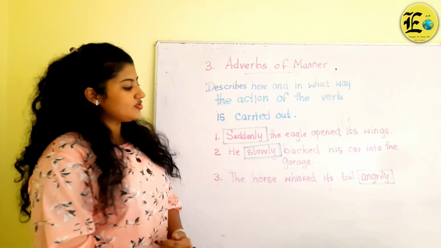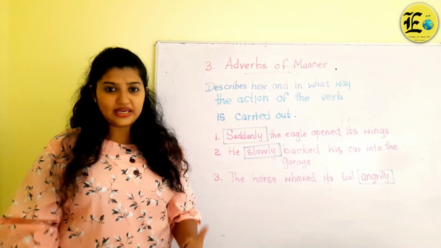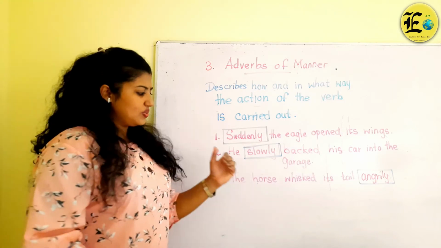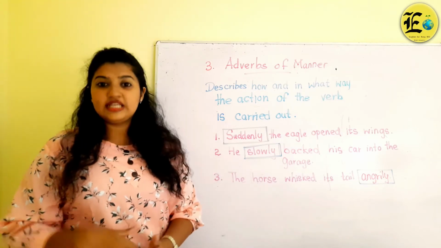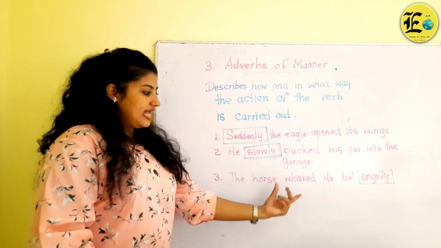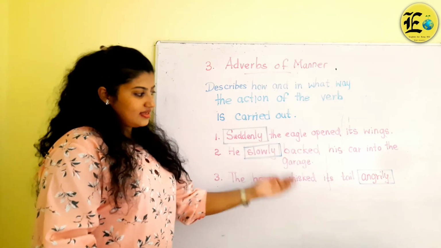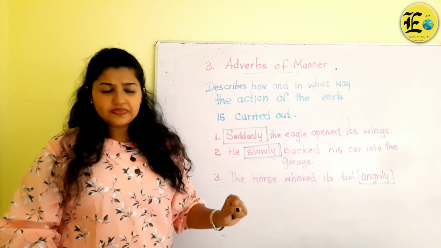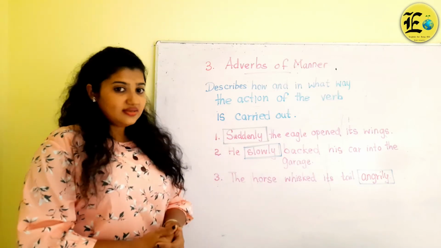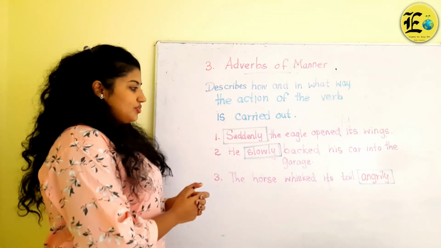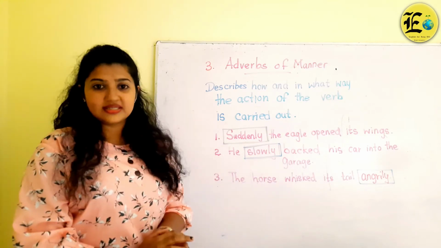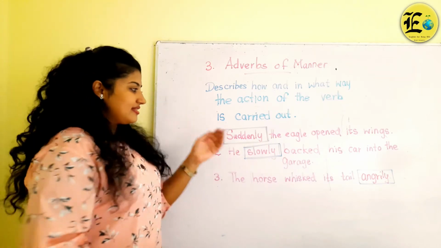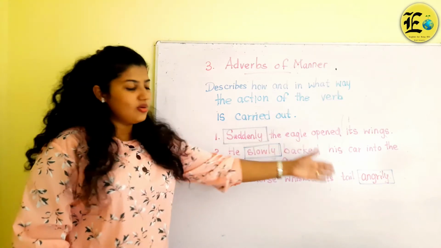The third one: the horse whisked its tail angrily. So how did the horse whisk its tail? It was angrily. So the action whisked is further defined with an adverb of manner, angrily. As usual, as in the previous examples, adverbs of manner could take any place in the sentence, like the starting point, the middle part, and also the end position.